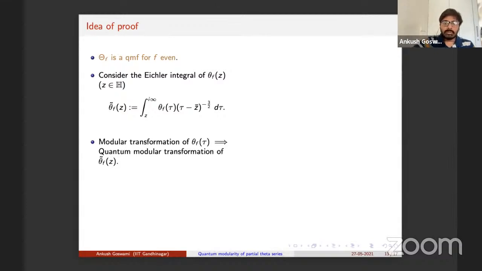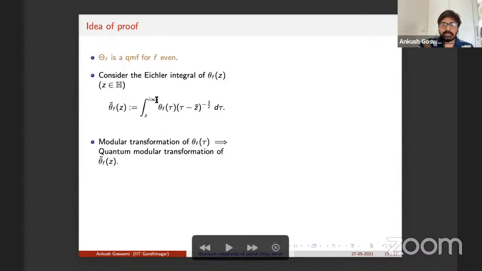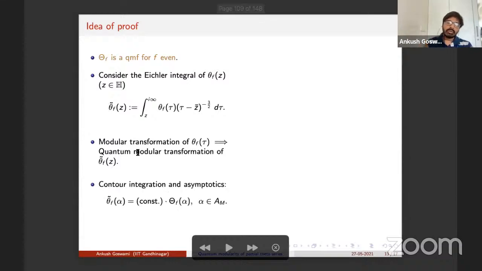So now what we do is, since f is even, this function inside the integral, small theta sub f of tau, has modular transformation properties that we already saw using Shimura's transformation. And so using the modular transformation properties of small theta sub f of tau, we find some quantum modular transformation of this function, small theta sub f tilde. And then we use contour integration and asymptotics for small theta sub f of tau to find that this Eichler integral is some non-zero constant times the function which we want to show is a quantum modular form. That means capital theta sub f of alpha, and alpha is in the set A sub m.